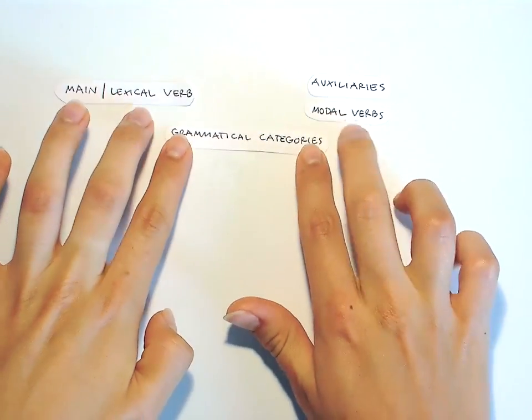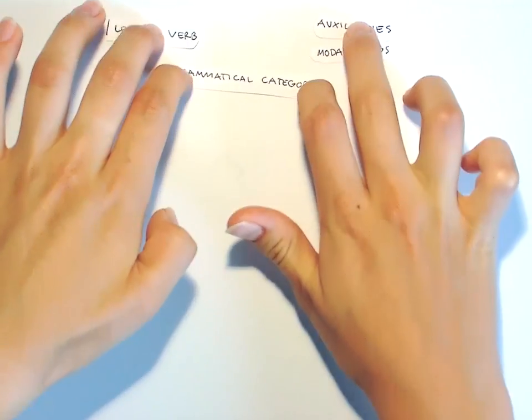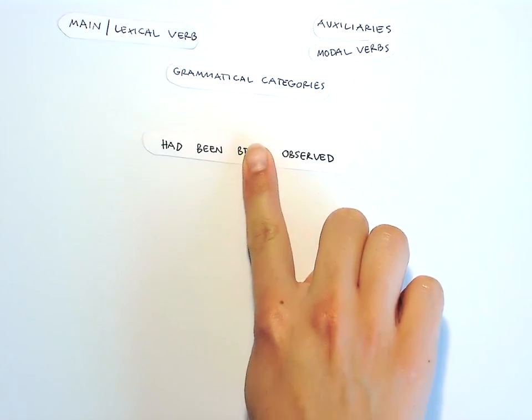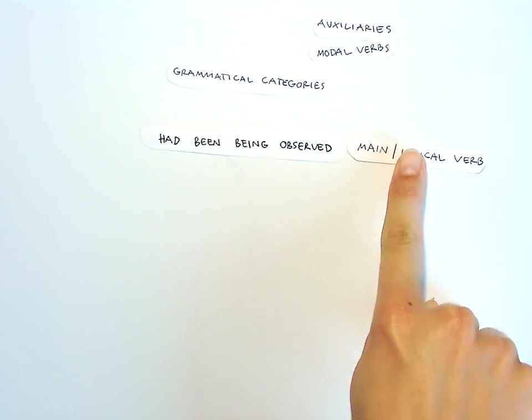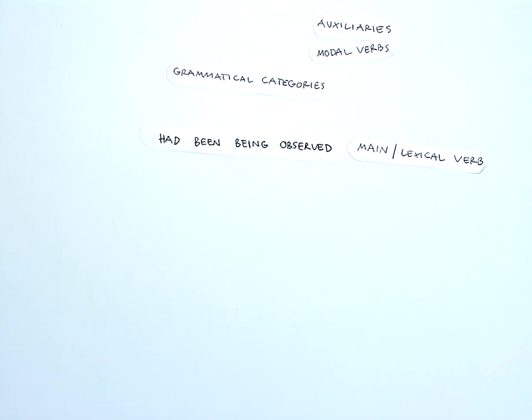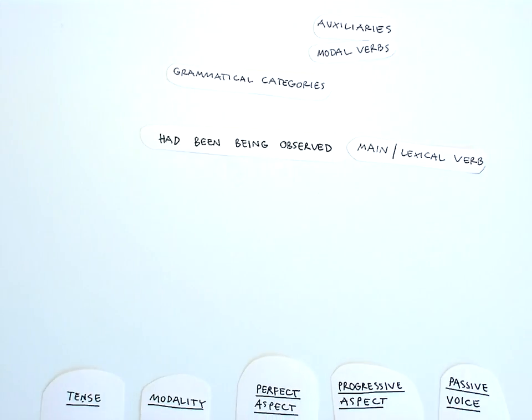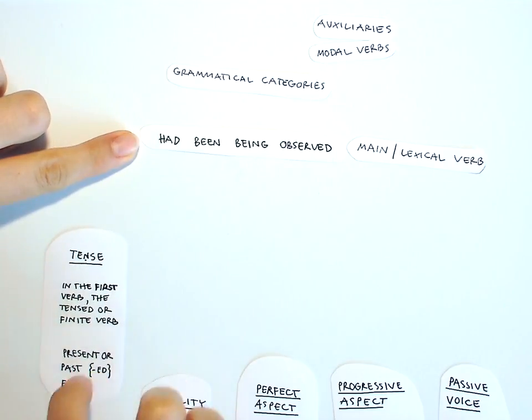Let's have a look at the positions of these elements of the verb group in this example. The main verb is always the last verb in the verb group. If there is only one verb in the verb group, then that one is also the main verb. The auxiliary node is either empty or filled by a combination of tense, modality, voice, or aspect. Whatever grammatical category is expressed, the order is always the same. The first verb expresses tense, either present or past.